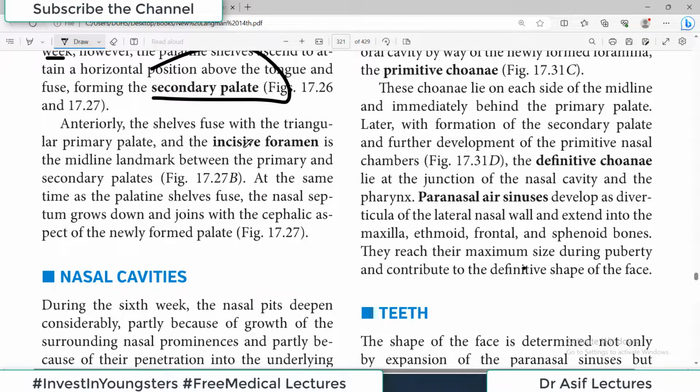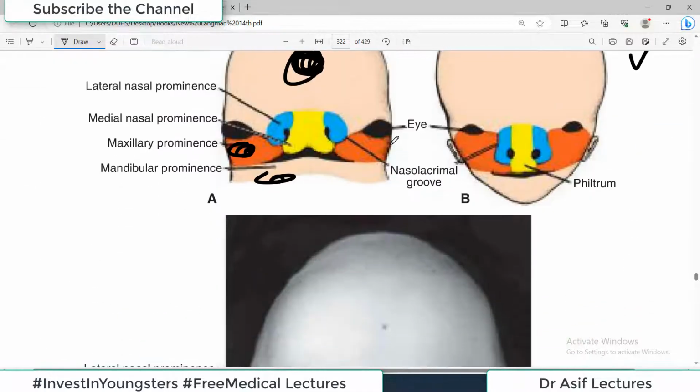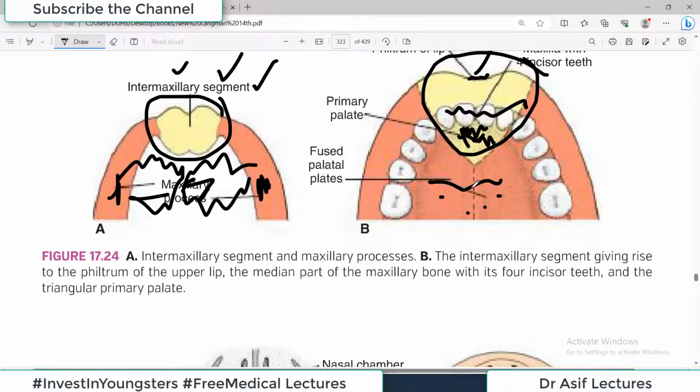Anteriorly the shelf fuses with the triangular primary palate, and the incisive foramen in the midline is the landmark between the primary and the secondary palate. At the same time the palatine shelves fuse, the nasal septum grows down and joins the cephalic aspect of the newly formed palate. So ये देखो डायग्राम में ना यहाँ पे हार्ड पैलेट दिखाया हुआ है.